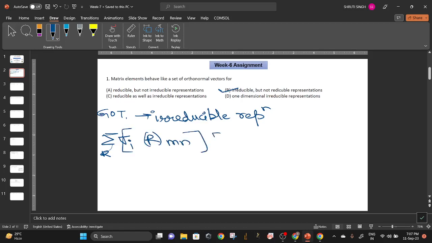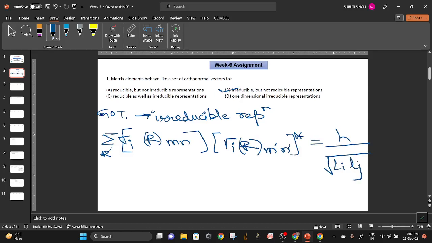This is one representation and we multiply it with its complex conjugate and we get some normalization constant and Kronecker delta here. So if these representations are the same, we'll get just the normalization constant, and if they are different, that means if they are orthonormal, it will be 0. Is it fine?